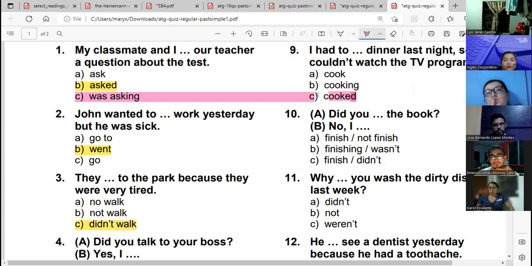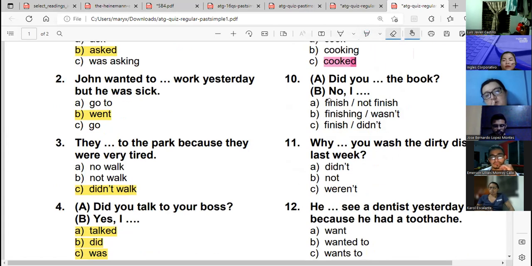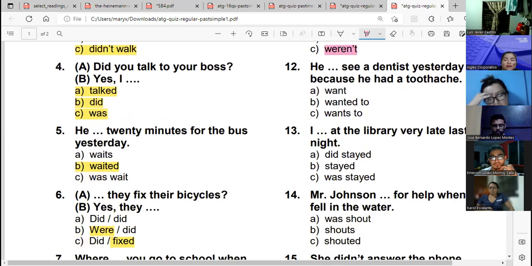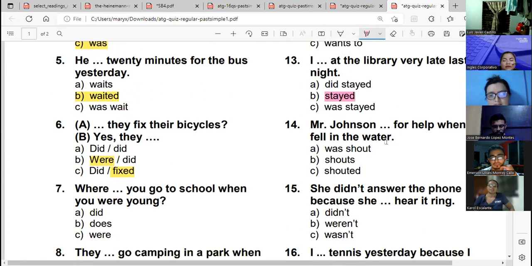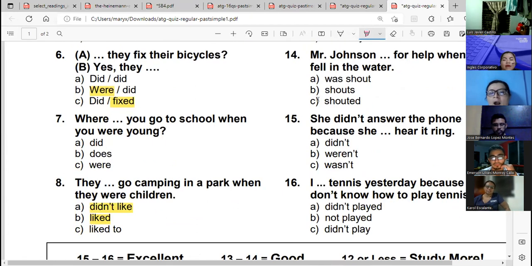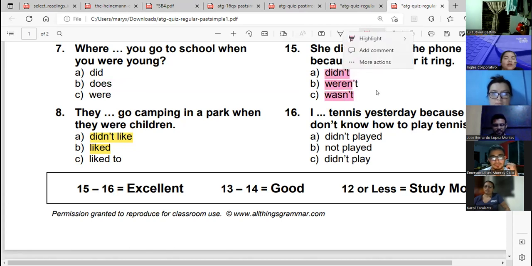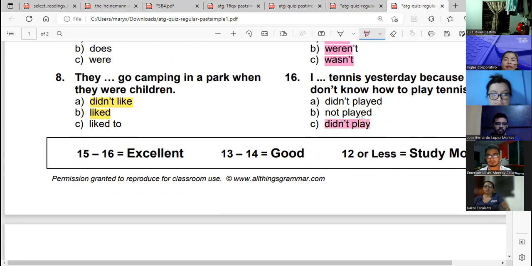Cooked. Cooked. Cooked. Cooked. Okay. Let's go with wasn't. Wasn't. Didn't. Didn't. Weren't. Weren't. Wanted to. Wanted to. Stayed. Stayed. Stayed. Stayed. Shouted. Shouted. Didn't. Didn't. Wearing. Weren't. Wasn't. Wasn't. Didn't. Weren't. Wasn't. Didn't. Weren't. Wasn't. Okay. Didn't play. Didn't play. Played. Played. There you are. Thank you so much.